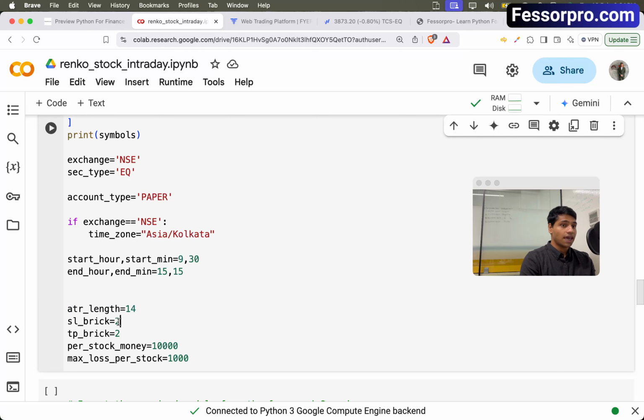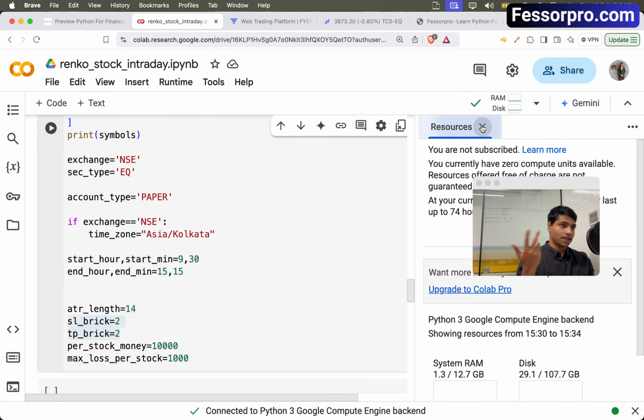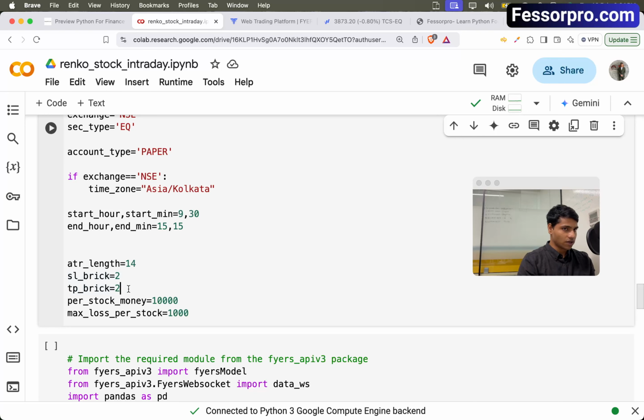SL and take profit, I give it to you right now. This is 1:1. So if you want stop loss to be 2 bricks and take profit to be 6 bricks, that also you can do. I leave it to you. Per stock money also you can change. Per stock loss also you can change. Let's keep it to 500 for now. So the maximum loss I can incur per stock per day is 500, and the money that I'm investing per stock is 10,000.